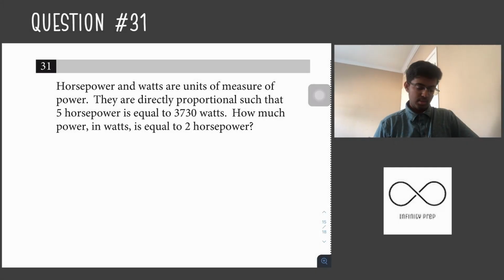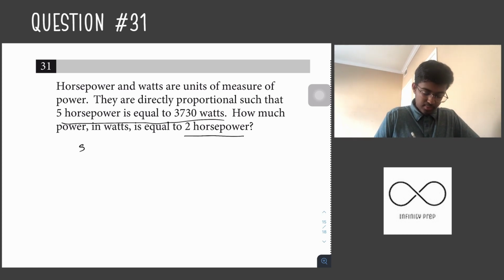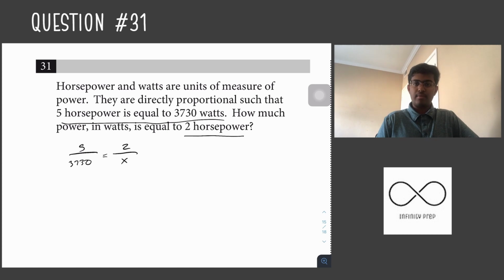Question number 31. Horsepower and watts are units of measure of power. They're directly proportional, such that 5 horsepower is equal to 3,730 watts. How much power in watts is equal to 2 horsepower? To solve this problem, we have to set up a proportion. 5 horsepower over 3,730 watts is equal to 2 horsepower over x watts. We don't know that yet. We have to solve for x.